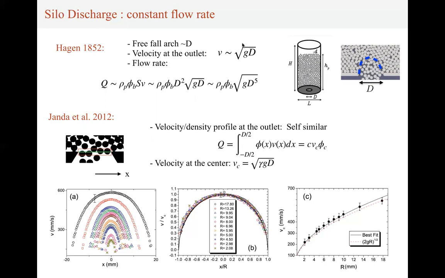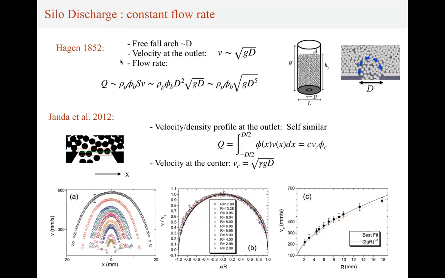And then the flow rate is just the velocity times the surface. We obtain this scaling, which says that the flow rate varies with the outlet size with the power law 5/2. And this power law works wonderfully. It works really, really well. But it doesn't give the fine description of what's happening inside the silo. So we get this result from 1852, but silo discharge is still an open, active subject of research.